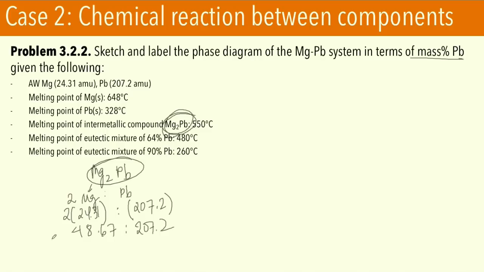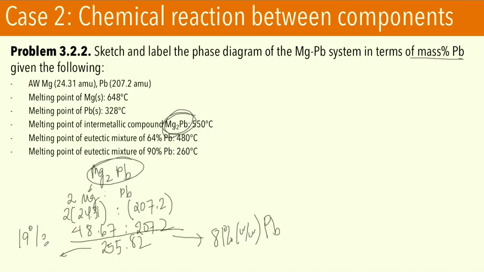If you want to get the mass ratio, this is the mass of magnesium per mole of our compound, and this is the mass of lead in our compound per mole. Divide this by the total mass of our compound, which is 255.82. This will give us 81% weight by weight lead, and also 19% weight per weight magnesium. So we know where we could plot this compound: it's going to be at 81% lead.